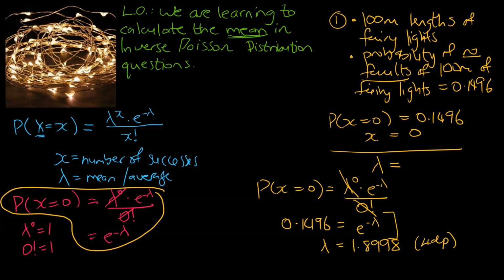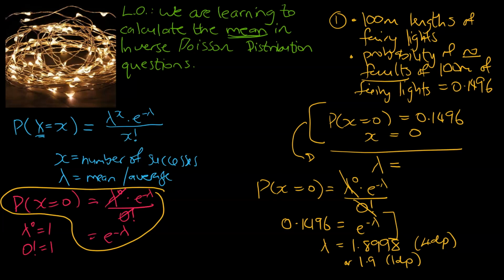So what that means is, if I produce a 200-meter string of fairy lights, on average, there is about 1.9 faults per 100 meters produced. So what we've done is we've inversely worked backwards. We had the probability and we had x, and we worked backwards to find out what the lambda is, or the average.